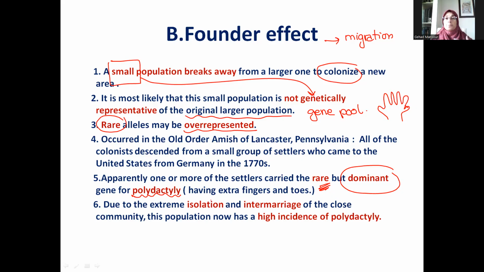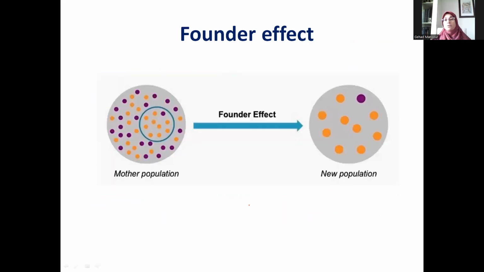Of course, what intensified the founder effect in that population is, just like we explained in the case of Jews, those settlers also showed isolation and intermarriage of the close community. For example, intermarriage between first cousins. And that's why there was a high incidence of polydactyly.